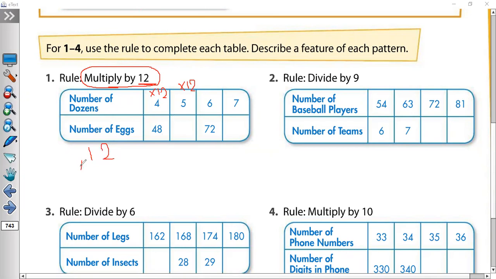12 up times 5 down. 5 times 2 is 10, write 0 and carry up 1. 5 times 1 is 5, and I have 1, 6. So the answer is 60. 6 by 12 is 72, no problem. He answered it. What about 7 by 12?